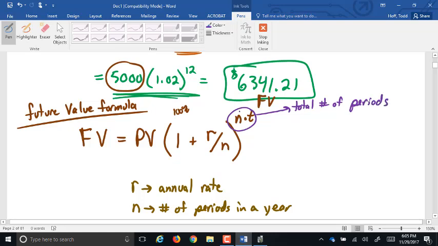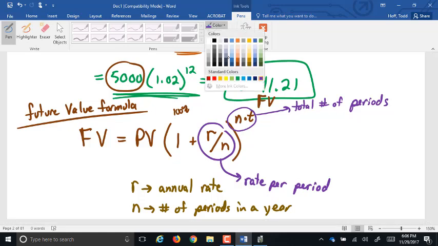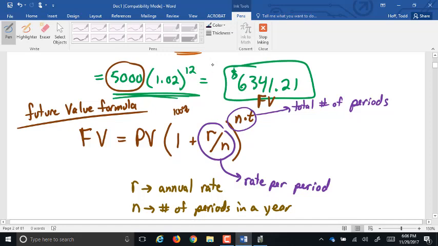N was 4 periods a year, T was 3 years, that meant 12 periods total, right? So I'd do it 12 times. This number down here is what we said before was our rate per period. The rate divided by the number of periods in a year. So it's example time.